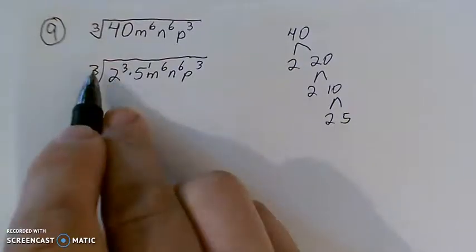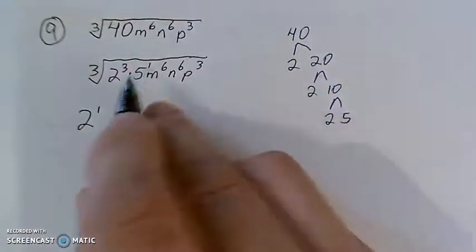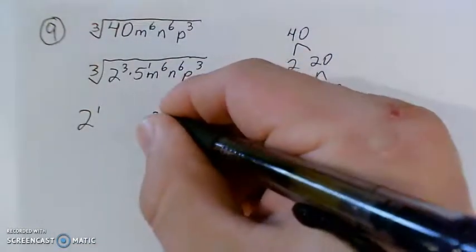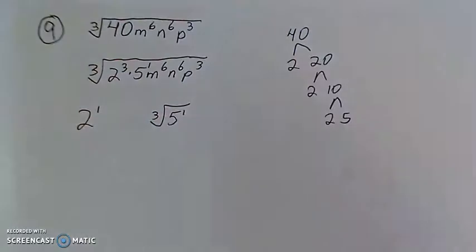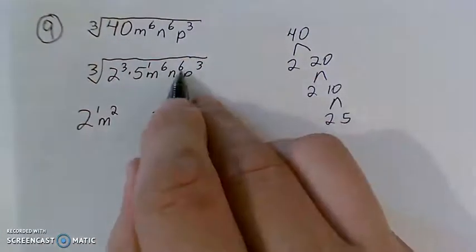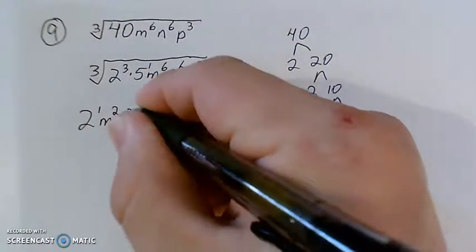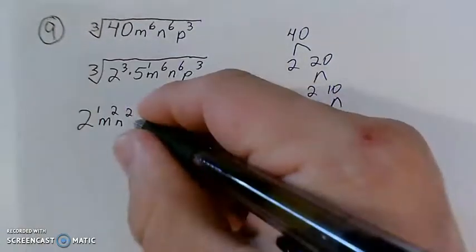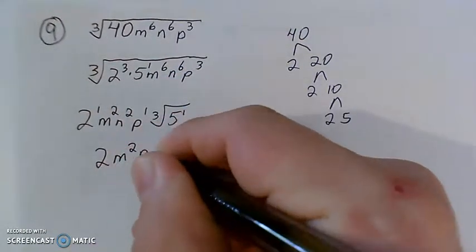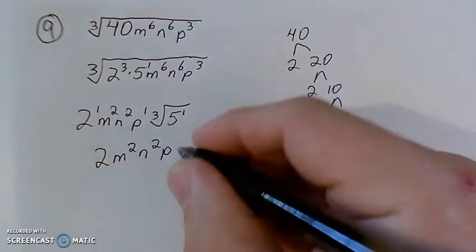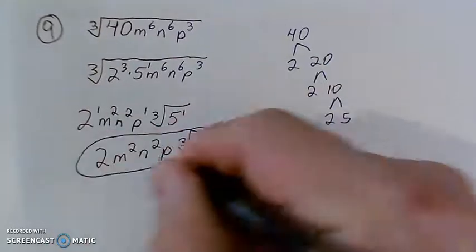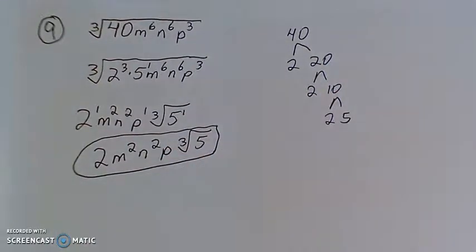Now I'll start dividing. 3 divided by 3 is 1, so 2 to the 1st outside. 1 cannot be divided by 3, so the cube root of 5 to the 1st is going to remain inside. 6 divided by 3, m is to the 2nd power. 6 divided by 3, n is to the 2nd power. 3 divided by 3, p is to the 1st power. So 2 m squared n squared p to the 1st times the cube root of 5 to the 1st is my final answer. You gotta love how complicated this is.